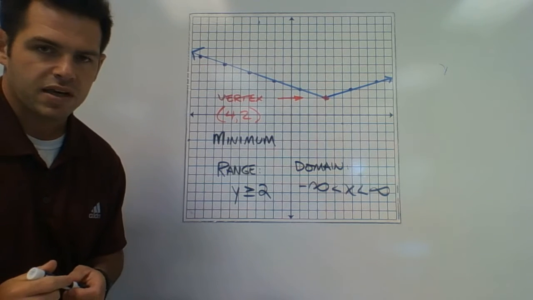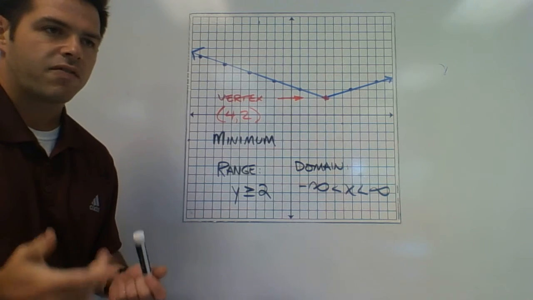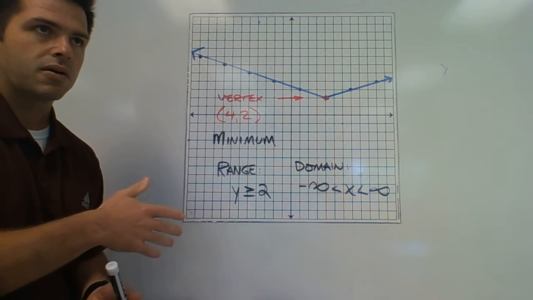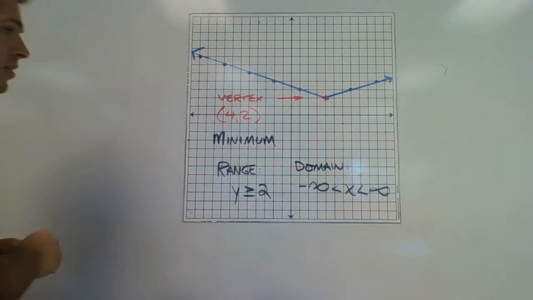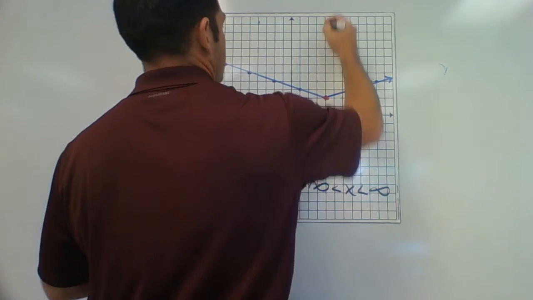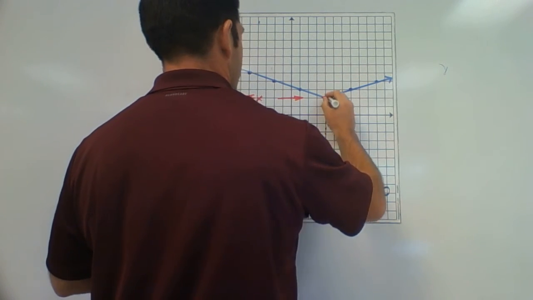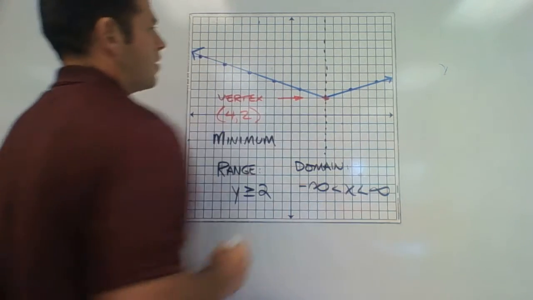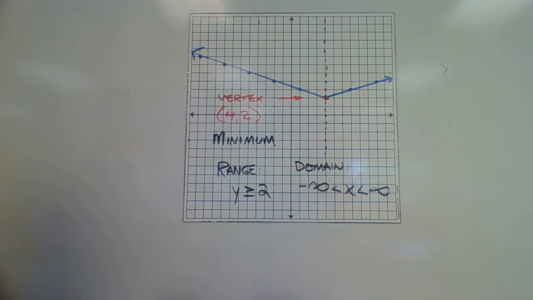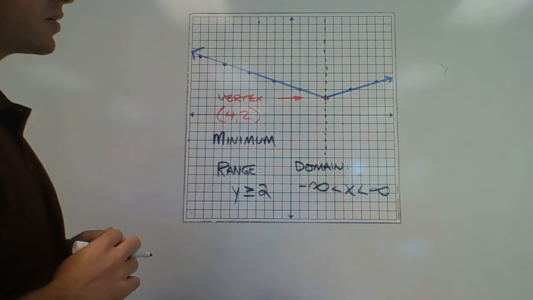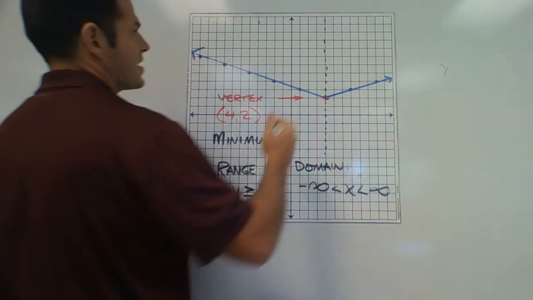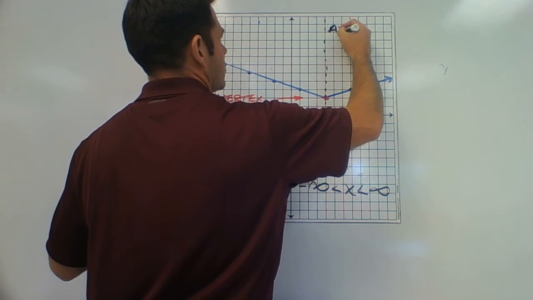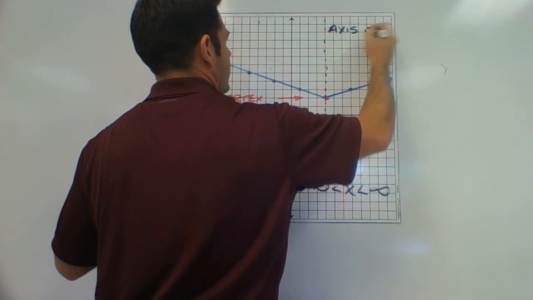Other information that we get from our vertex: there is a mirror in this picture that's not drawn in, but we can draw it in ourselves to help out a little bit. It would be right through the vertex, an imaginary vertical line that will help us see that we're mirrored on either side of that mirror. That axis of symmetry is going through our vertex.